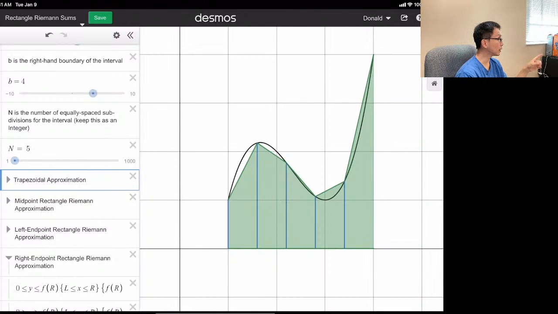Concavity. Good job. The approximations really depend on concavity. You see on the right portion of this graph, it is concave up. The way you draw the trapezoid is going to have an overlap. Do you see that? Now, where it's concave down, the way you draw a trapezoid is going to be an under approximation. Do you see that? So in this case, it happened two times.